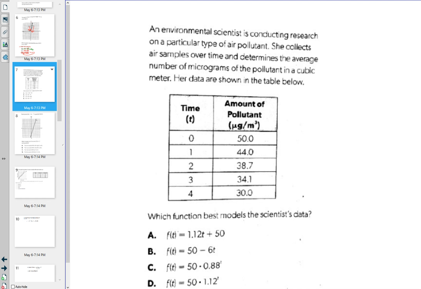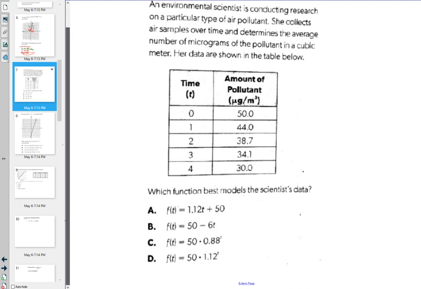An environmental scientist is conducting research on a particular type of air pollutant. She collects the air samples over time and determines the average number of micrograms of the pollutant in a cubic meter. Her data is shown below. Which function best fits? Notice how the time, which is the independent variable, is going up at a constant interval.